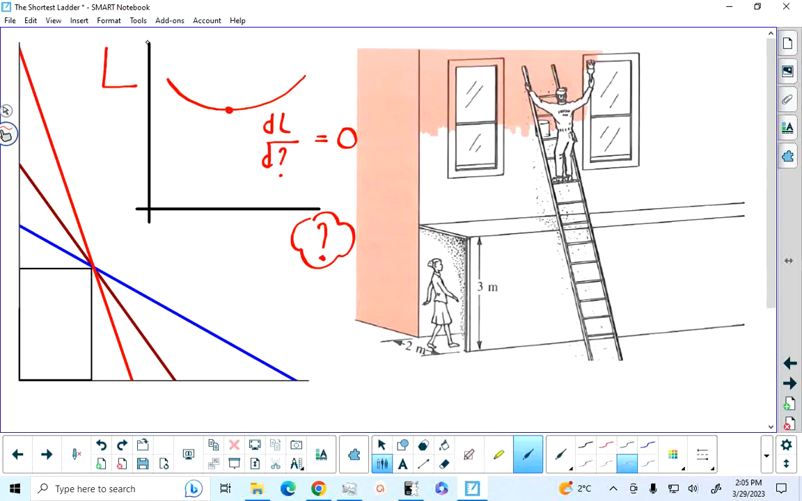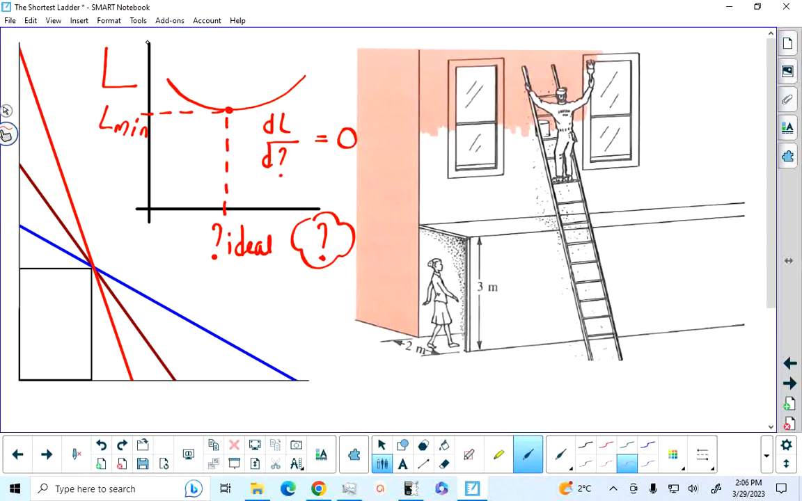There is going to be some value of this variable that is the ideal value of the variable that will produce the minimum length of the ladder. So the problem becomes, what is the function? We have to come up with a function for L in terms of one other variable. And by the way, even though I'm using a graph here to explain the ideas behind what's going on with optimization, we're not going to solve this graphically, we're going to solve it algebraically.